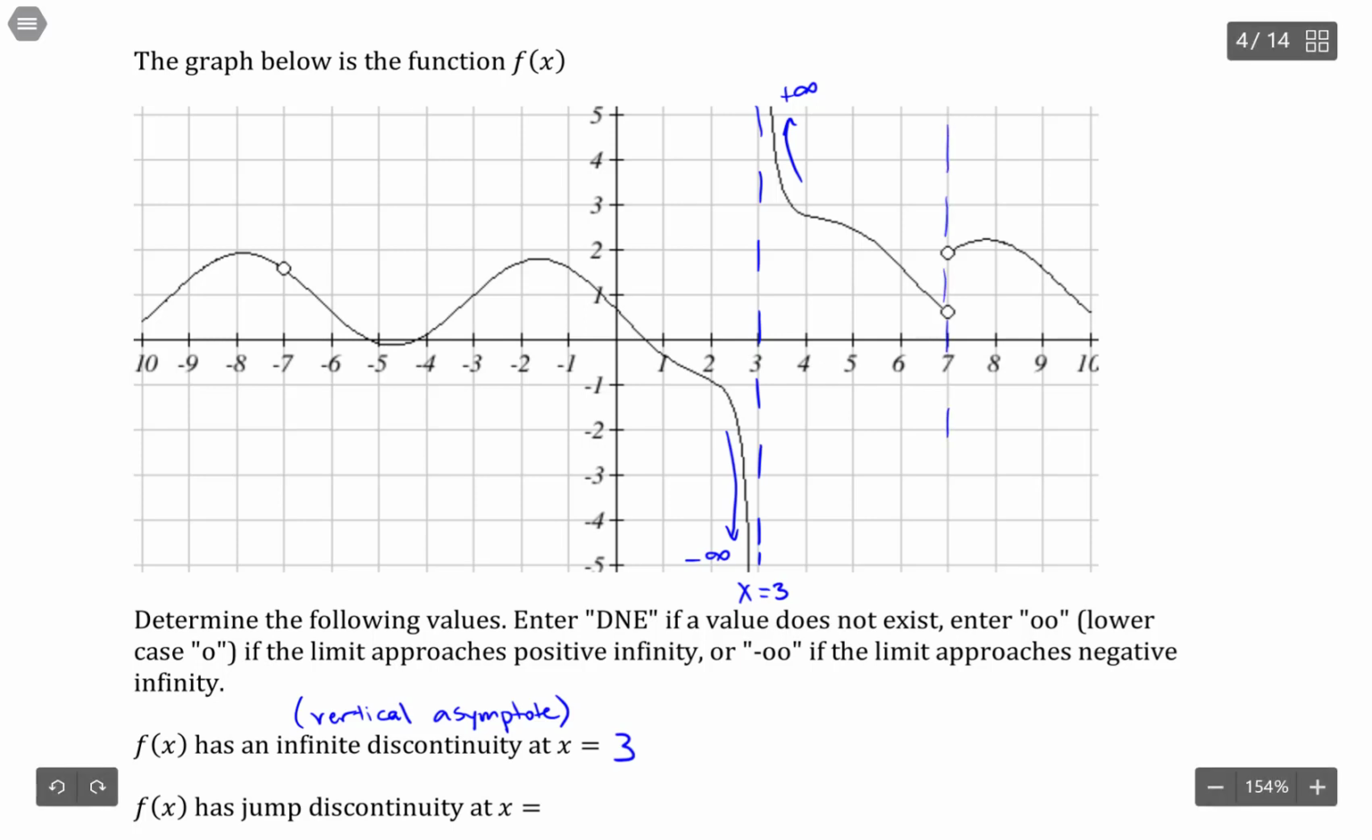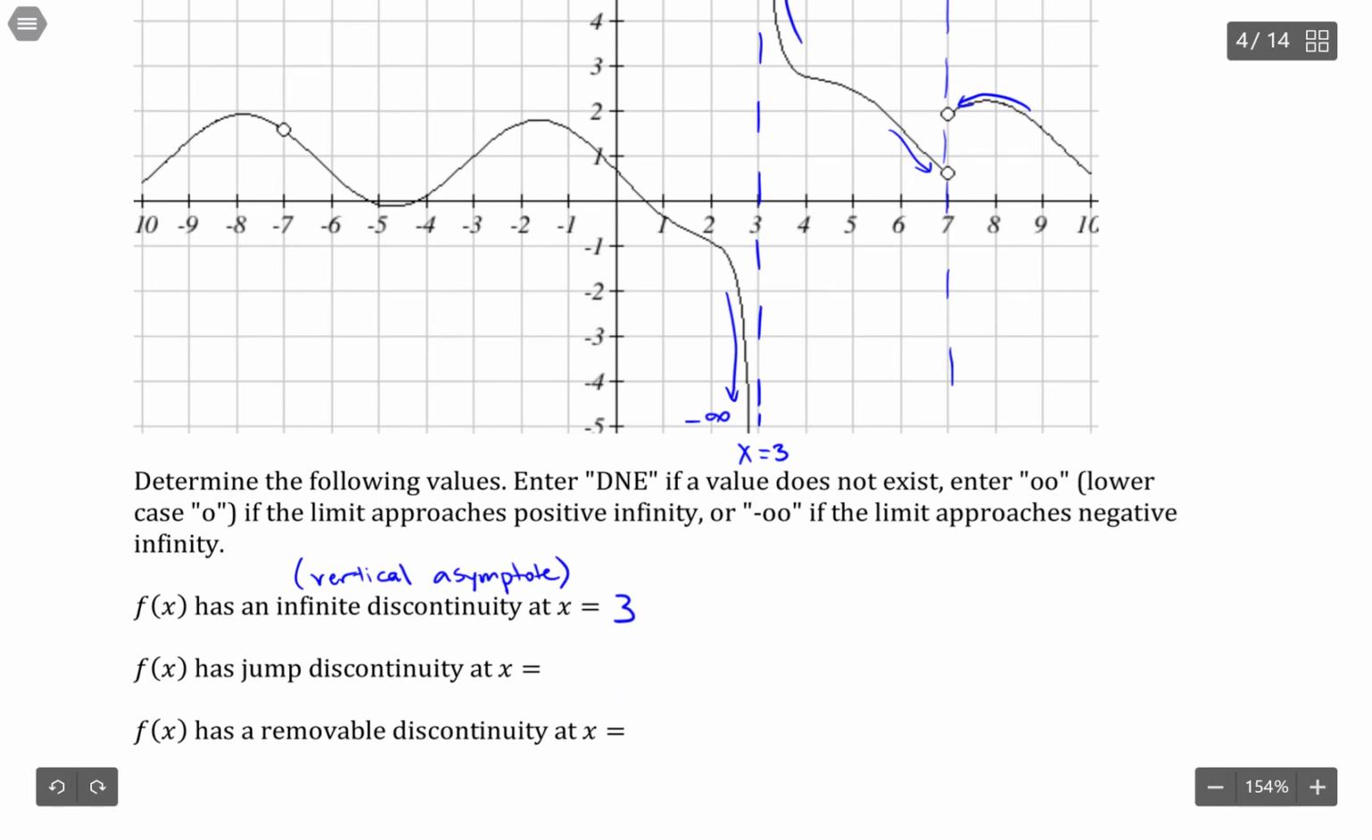At 7, what's happening is the limit from the left is something less than 1. The limit from the right looks like it's 2. That does not agree with one another. Since those two are finite and not equal, that's a jump discontinuity. So there's a big gap there. That's where the jump name comes from.